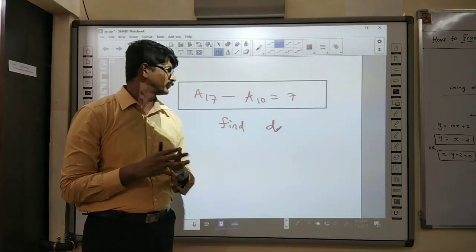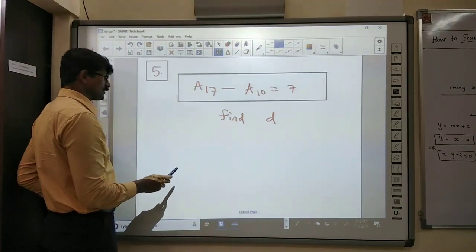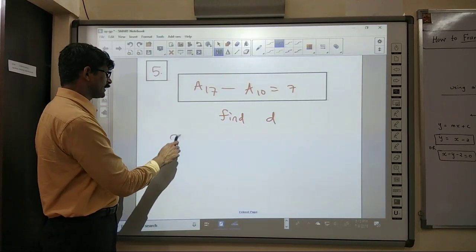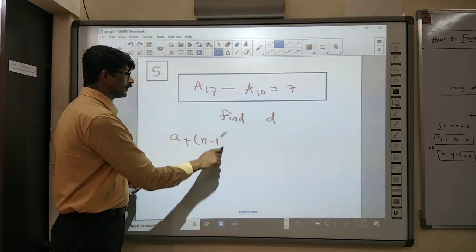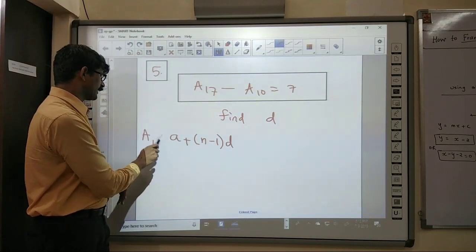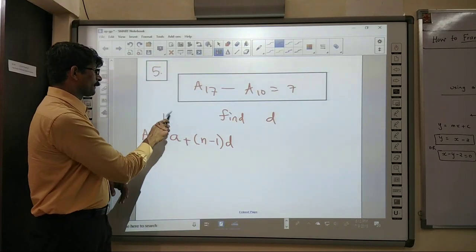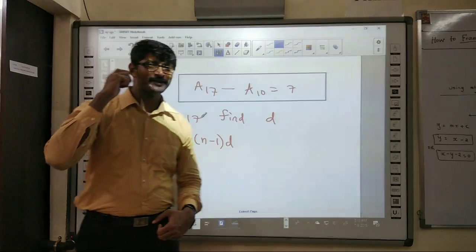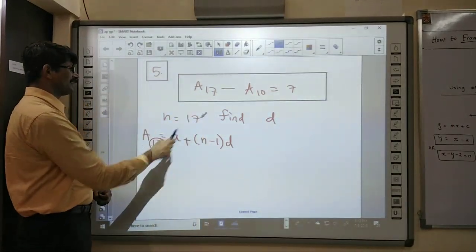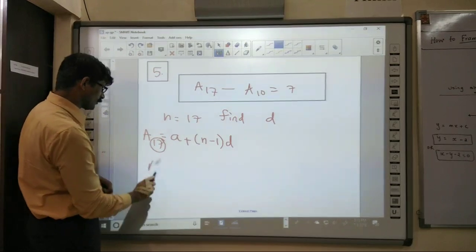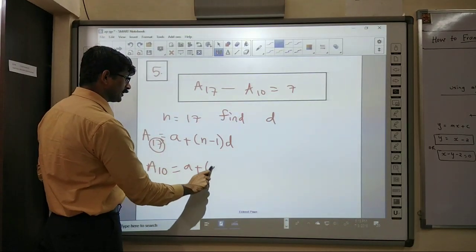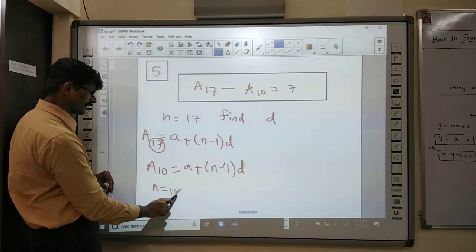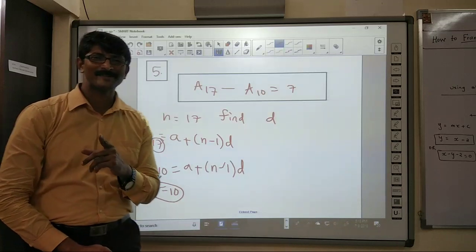So how to find A17? I just now taught how to find An. Now in this case A17 can be defined as a plus n minus 1 into d. So suppose in case you were to find A17, n would be, very good, n would be 17. Someone said so loudly I could hear over here also. That's nice. So n is 17. And A10? What is A10? Again that would be a plus n minus 1 into d. In this case n is, wow, that's nice, everyone shouted, I could hear that. n is equal to 10.